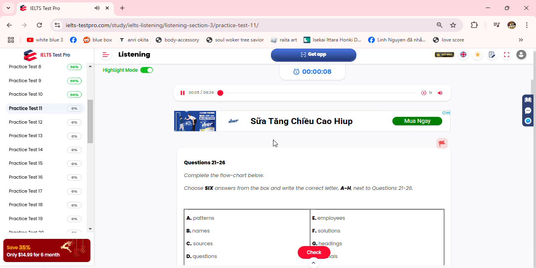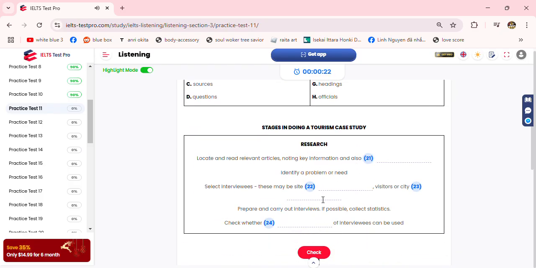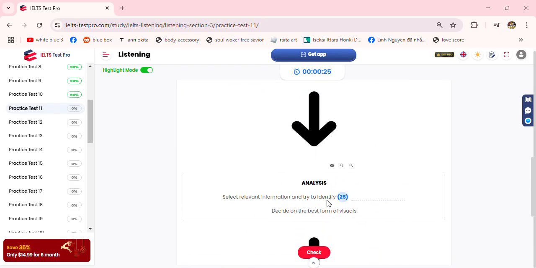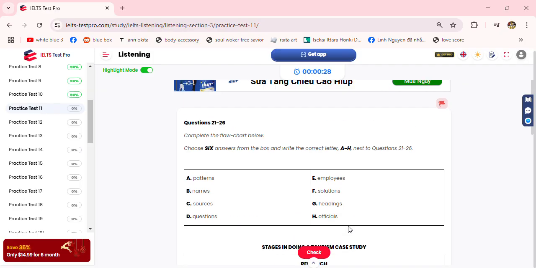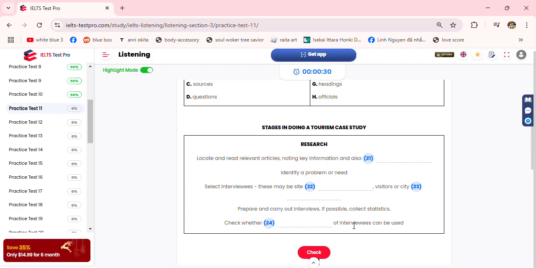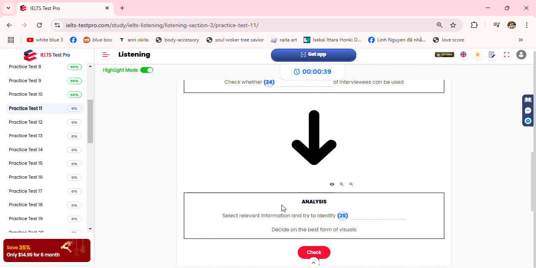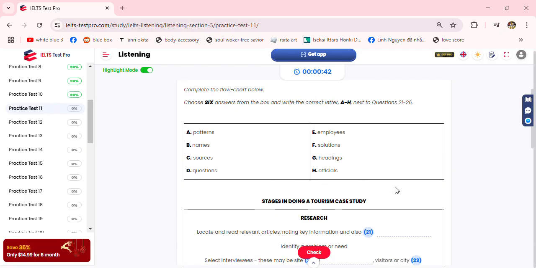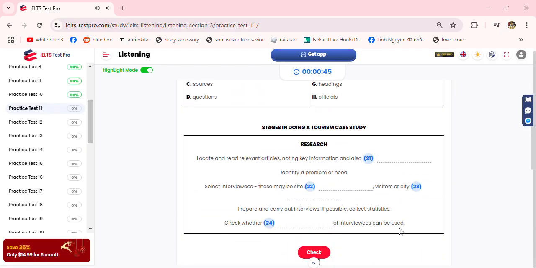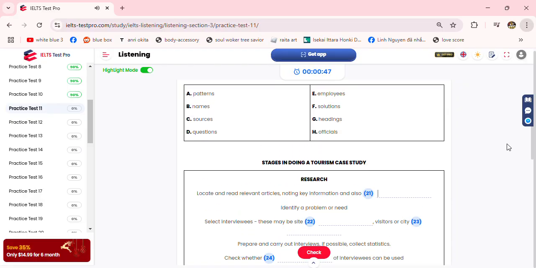You will hear two tourism students, called Natalie and Dave, talking about the tourism case study they are doing. First, you have some time to look at questions 21 to 26. Now listen carefully and answer questions 21 to 26.